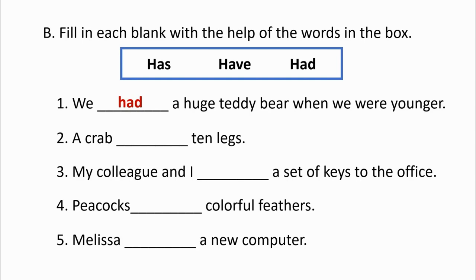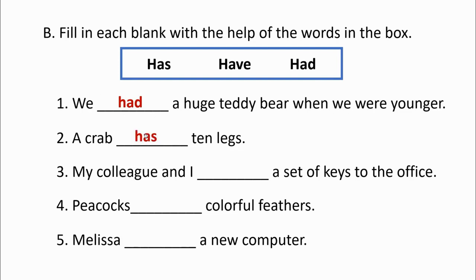Okay, the correct answer is had. We had a huge teddy bear when we were younger. So guys, as you can see here, we have a plural pronoun, we, as our subject, and we use had here because it is in the past. We had a huge teddy bear when we were younger. So had.